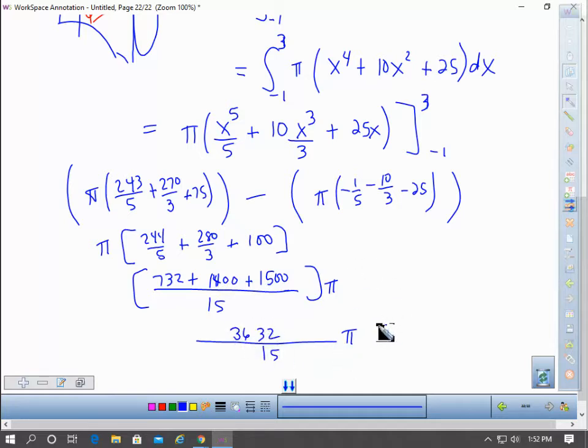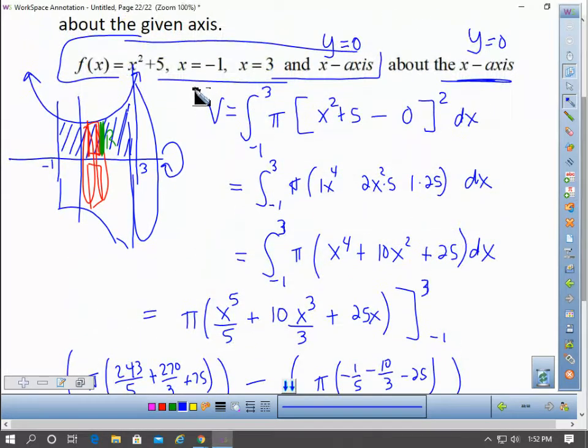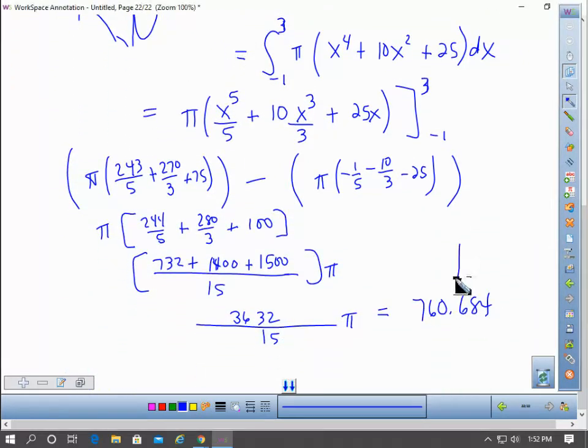Now, if you math 9'd it, it's going to give you 760.684. All right. So if you math 9 it, that means if you were to just take even just this first integral that we've got up here, make sure you put -1 to 3 instead of -1 to 1. -1 to 3, just type that in the graphing calculator for math 9. It's going to give you 760.684. All right.